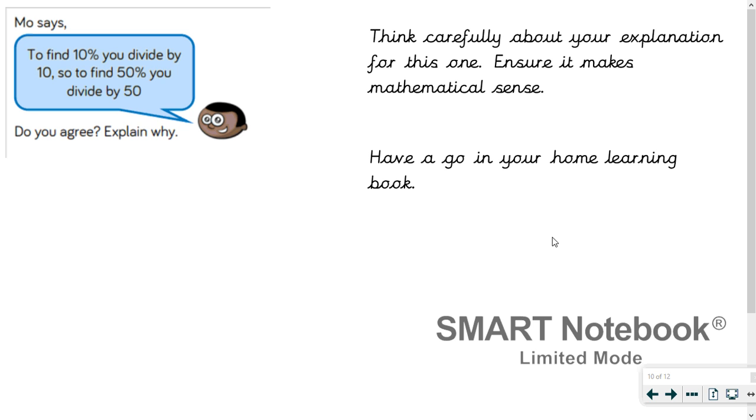Here is our problem then. Mo says to find 10%, you divide by 10. So to find 50%, you divide by 50. Do you agree? Explain why. Have a look and think of the method we've done. Is that what we do for 50%? Do we divide by 50? I want you to pause, have a go in your home learning book, and then we'll come back and go through the answers. So pause it now and have a go.